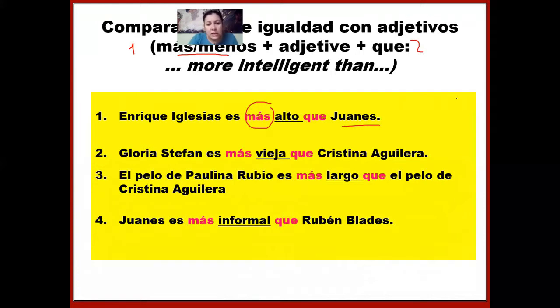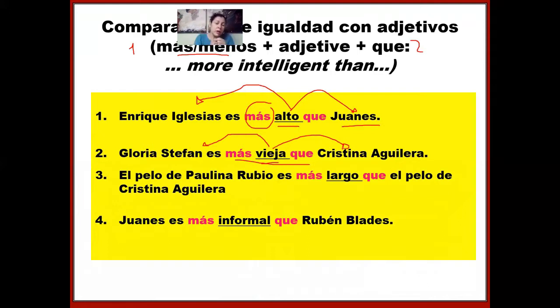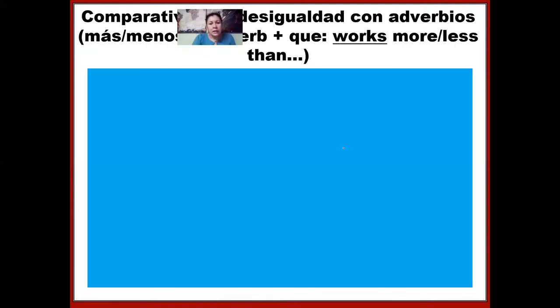Those are adjectives. The adjective alto is saying something about Enrique. It's saying that Enrique Iglesias is taller than Juanes. The adjective vieja, old, más vieja que, is saying that Gloria Estefan is older than Cristina Aguilera. See? So we're putting together two elements to compare them. Let's continue now with adverbs, how they do actions, in this specific type of sentences that I brought to you.